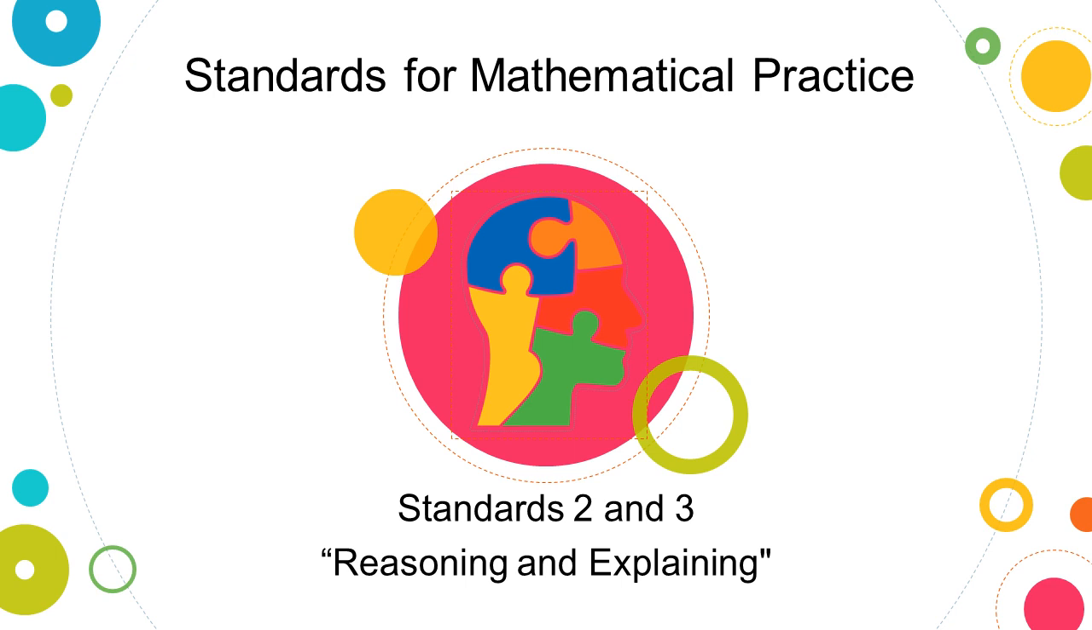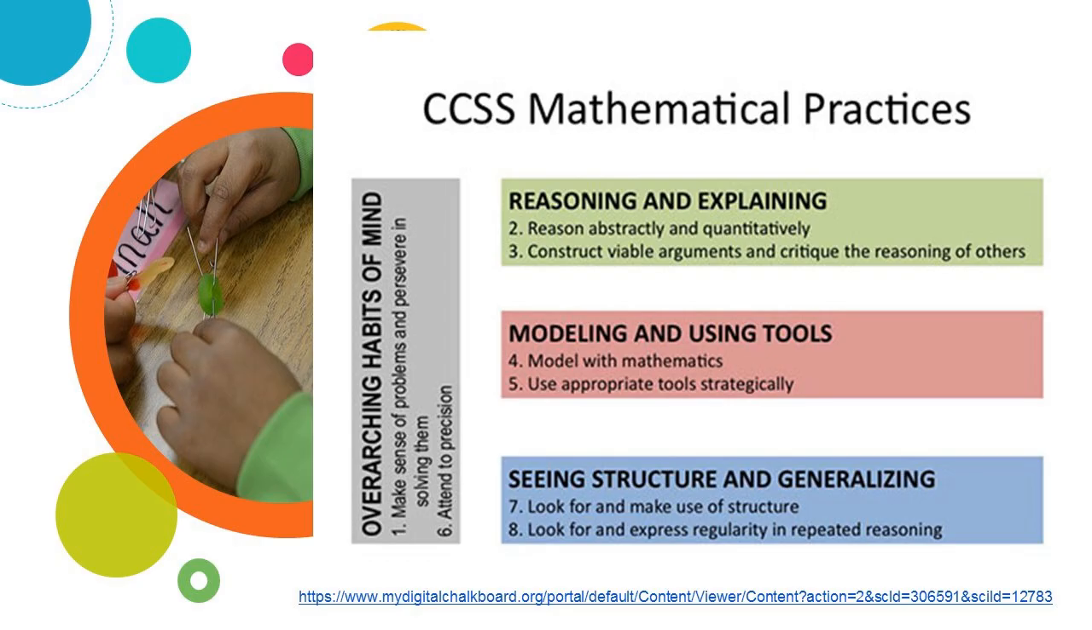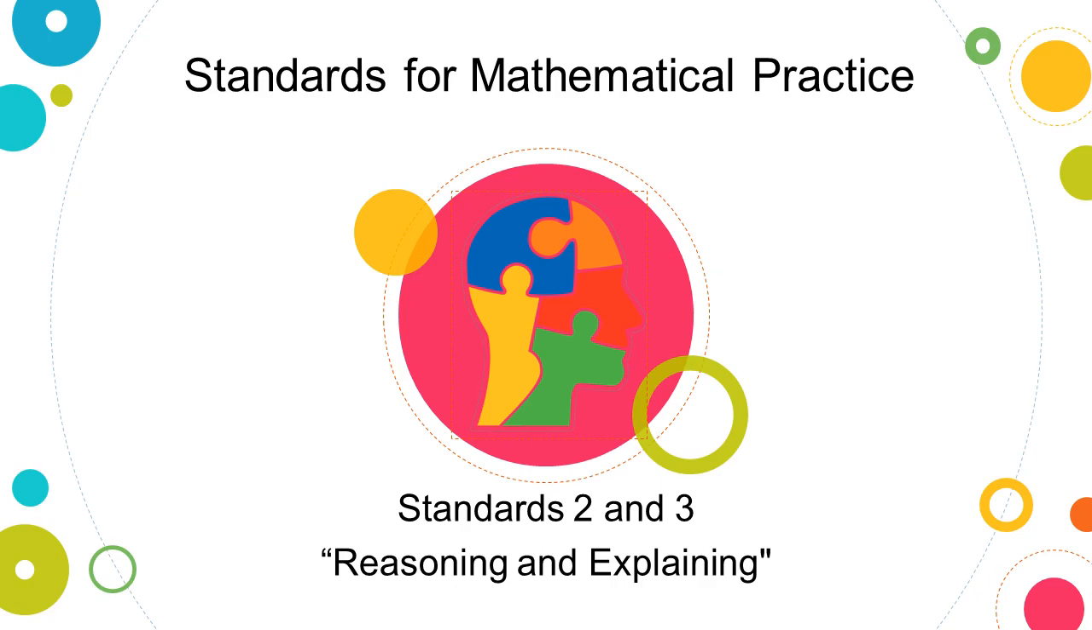Now for standards 2 and 3, and remember from Dr. McCollum's chart, 2 and 3 is about reasoning and explaining. Two is to reason abstractly and quantitatively, construct viable arguments, and critique the reasoning of others. That is 2 and 3.